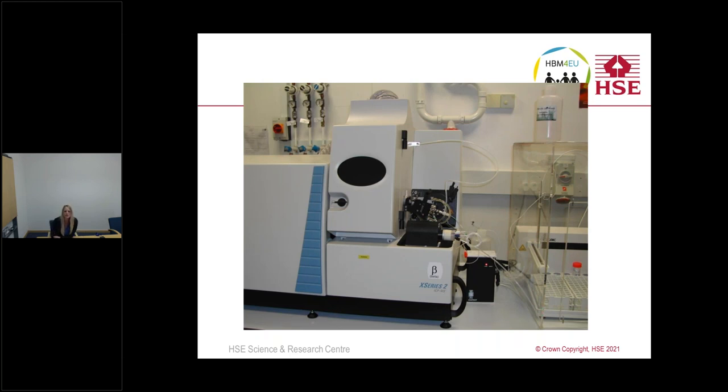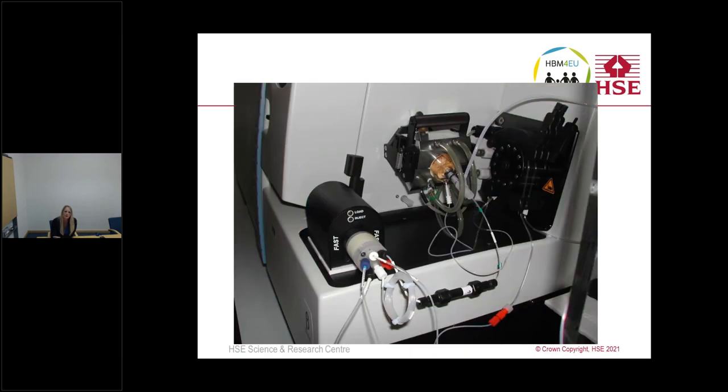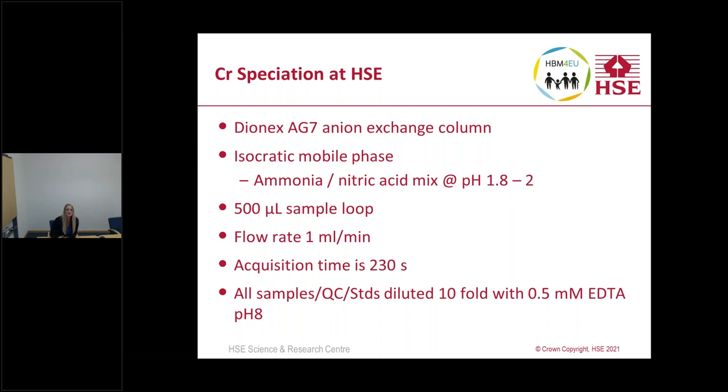So it's an ESI FAST system that fits just nicely on the side of the ICP. If I show you a little bit more closely, you can see it works by a switching valve with a sample loop, and then a small, 5 centimeter long anion exchange column. It's a Dionex AG7 column. It uses an isocratic mobile phase of the ammonia and nitric acid mix, adjusted to pH between 1.8 and 2.